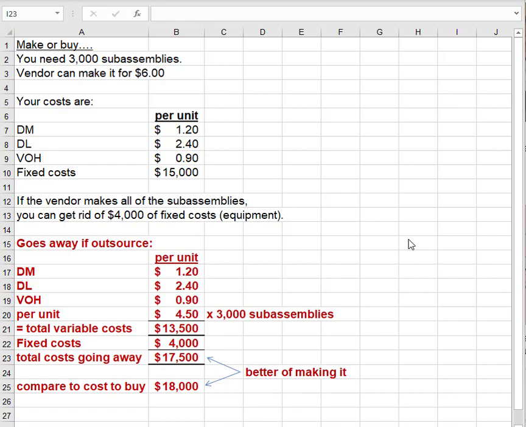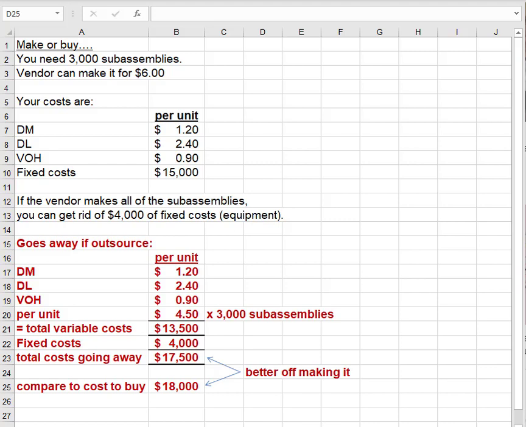You pay the vendor 18,000. So you're better off making it. In other words, you will save 17,500 if you make it, but you've got to turn around and pay 18,000 for the vendor to make it.